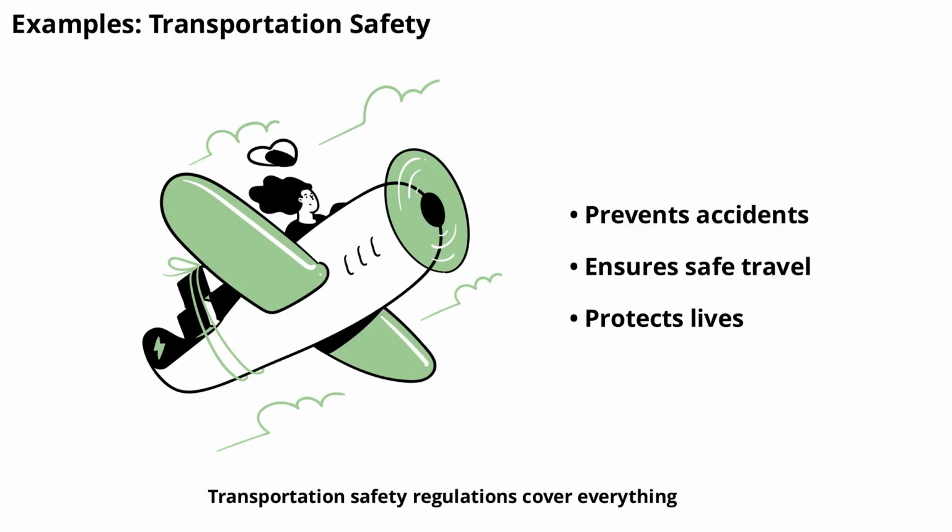Transportation safety regulations cover everything from vehicle inspections to airline security. These rules are essential for preventing accidents and ensuring that travel is safe for everyone. By enforcing transportation safety laws, governments protect lives and support mobility.